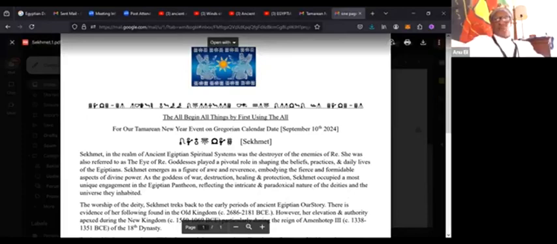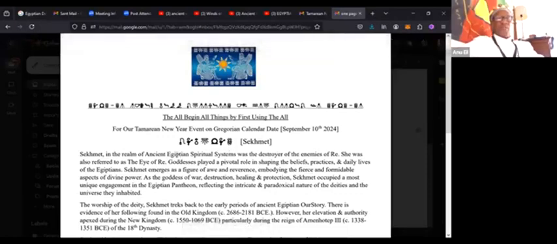Goddesses played a pivotal role in shaping the beliefs and practices and daily lives of the Egyptians. Sekhmet emerges as a figure of awe and reverence, embodying the fierce and formidable aspects of divine power. As the goddess of war, destruction, healing, and protection, Sekhmet occupied a most unique position in the Egyptian pantheon, reflecting the intricate and paradoxical nature of the deities and the universe they inhabited.